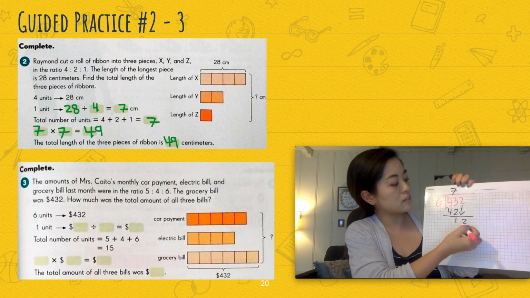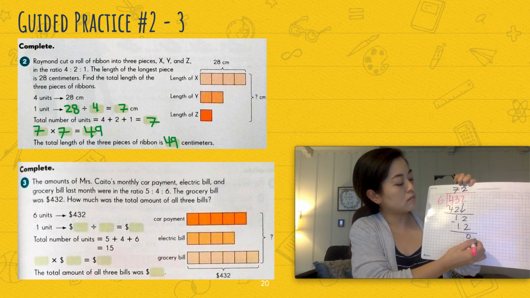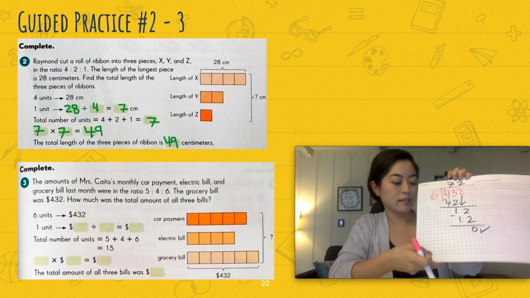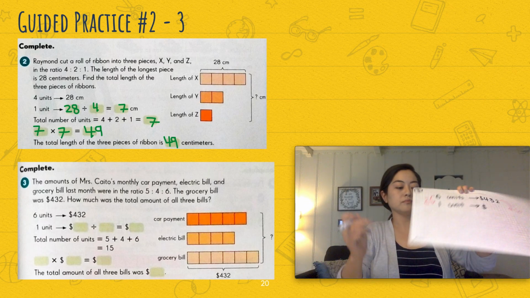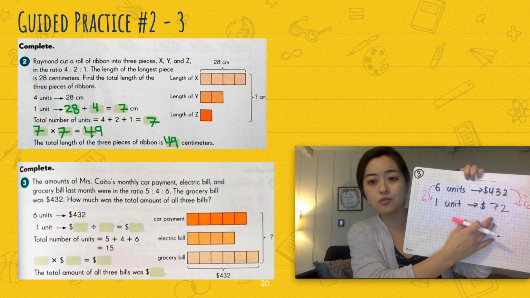6 times what gives you 12? That's 2. Then you subtract 12. Sweet. Okay? So, it's 72. So 1 unit is $72.